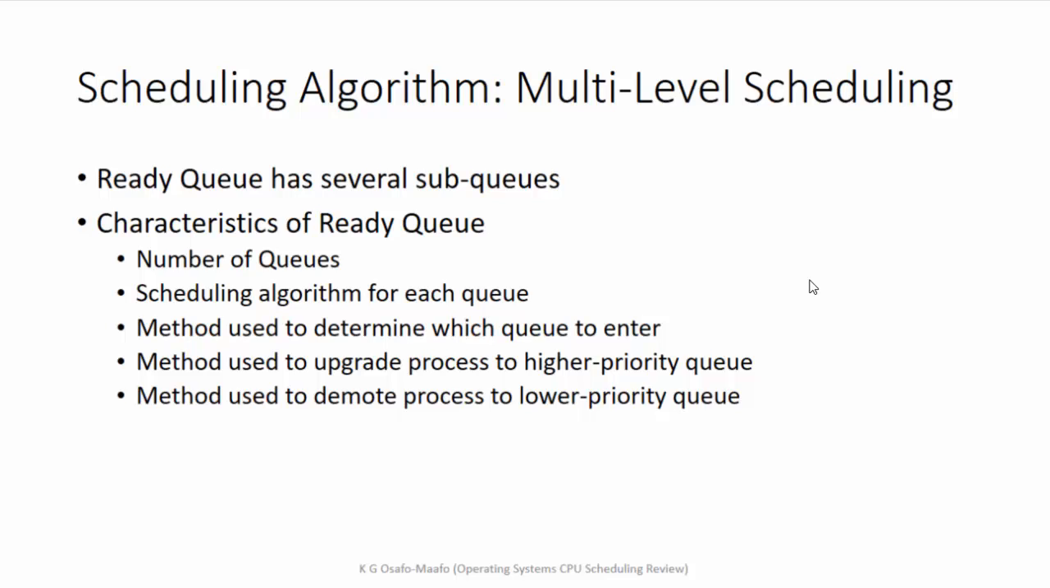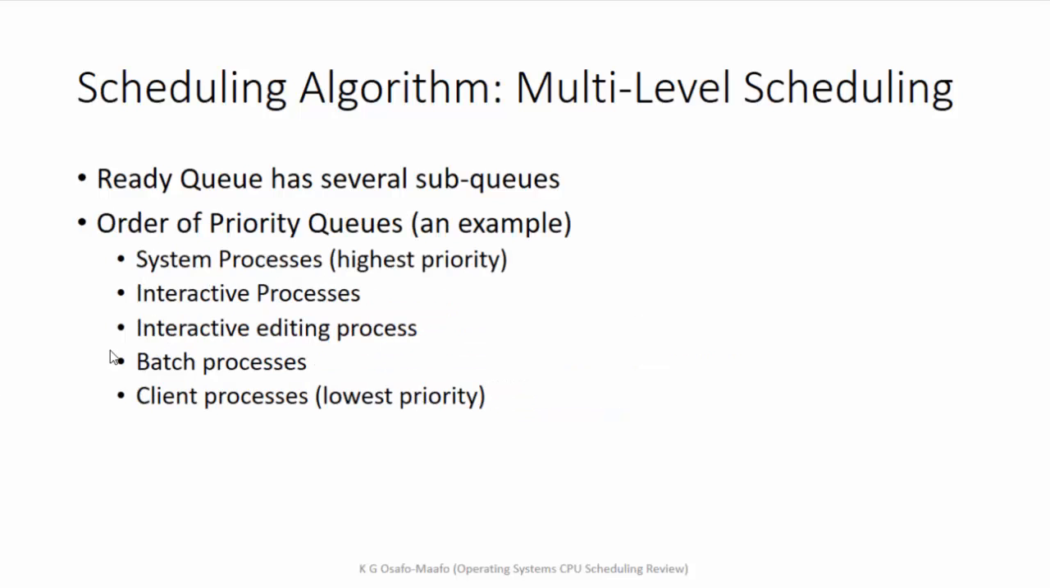Multi-level scheduling, so this is a step up, means we are combining multiple types of schedules. So we can have a certain number of queues. For each queue, we can have a different algorithm. And we also have to decide some criteria: when do we allow processes to enter specific queues? And when do we move processes from one queue to the other?